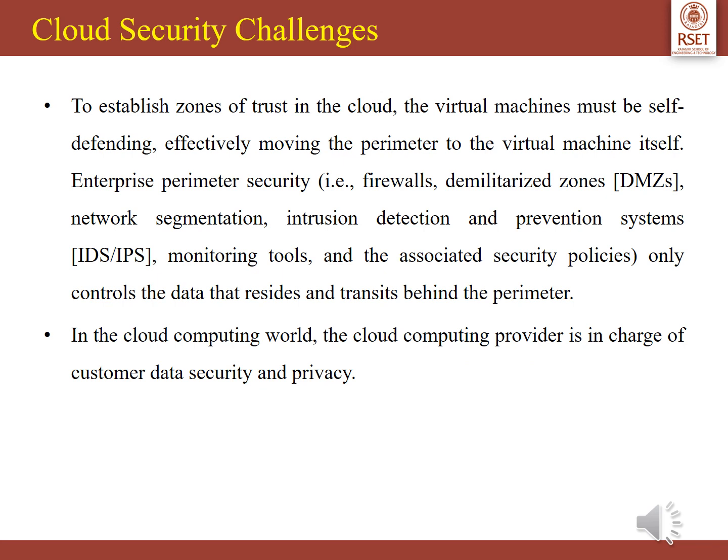To establish zones of trust in the cloud, the virtual machines must be self-defending, effectively moving the perimeter to the virtual machine itself. Enterprise perimeter security, that is firewalls, demilitarized zones, network segmentation, intrusion detection and prevention systems, monitoring tools, and the associated security policies only controls the data that resides and transits behind the perimeter. In the cloud computing world, the cloud computing provider is in charge of customer data security and privacy.